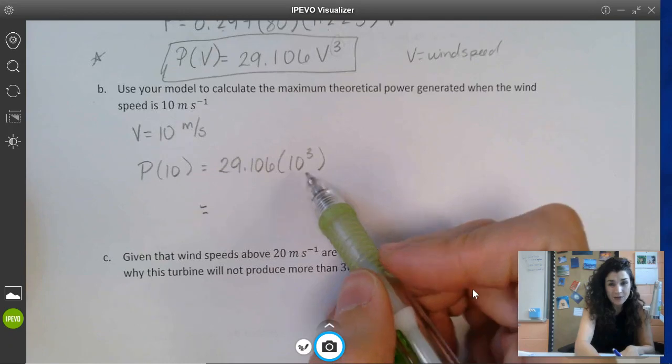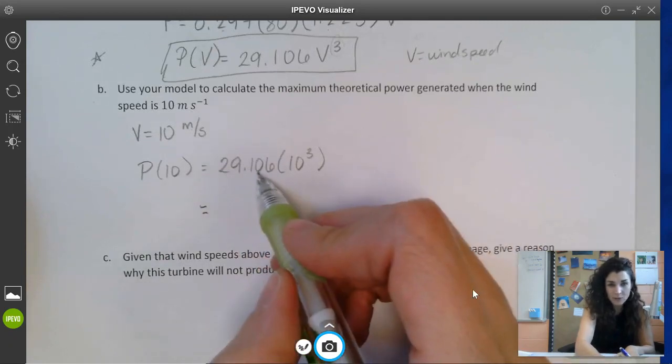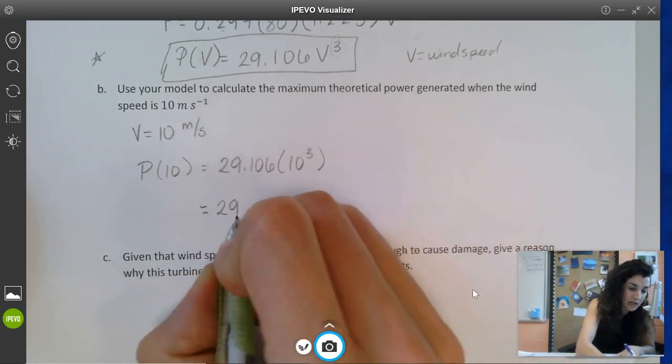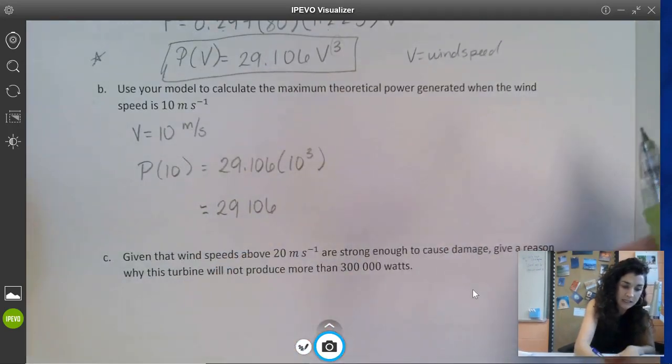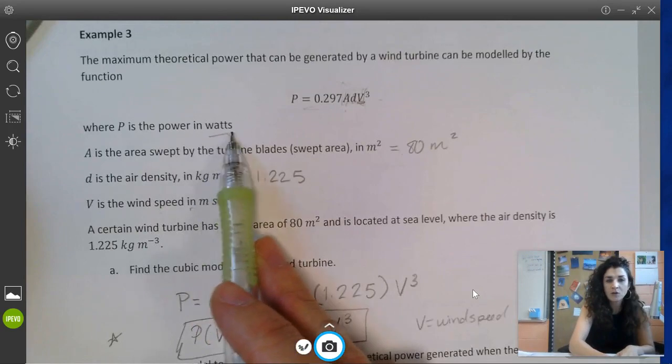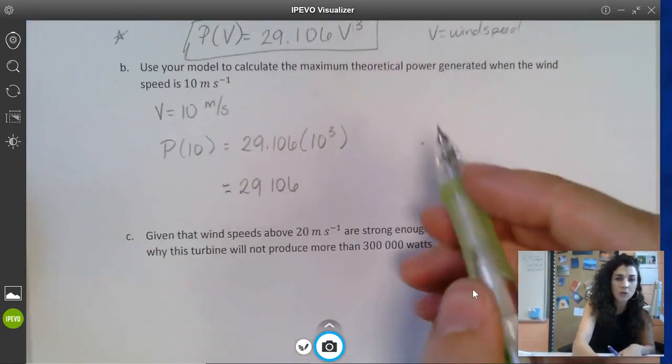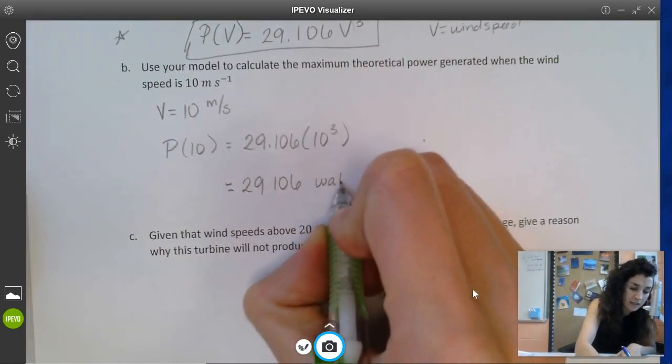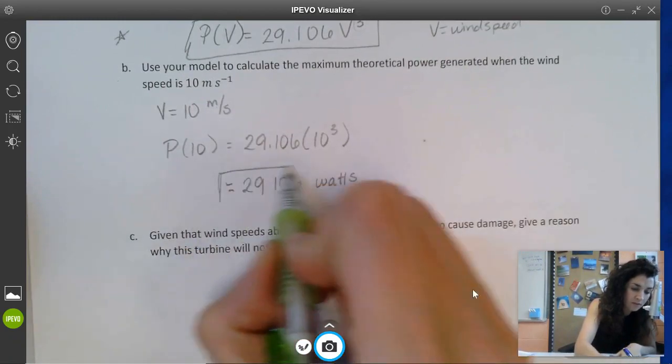10 cubed is 1,000, so then multiplying this by 1,000 just moves the decimal 3 times. So that becomes 29,106. And it says that our power is in watts up here. So then I know that that's 29,106 watts.